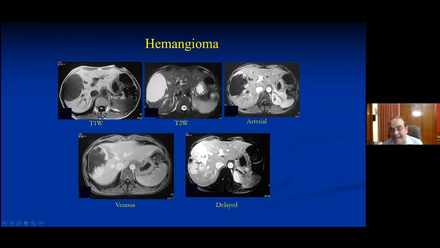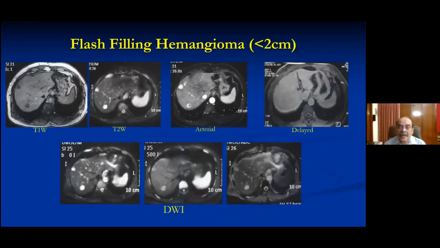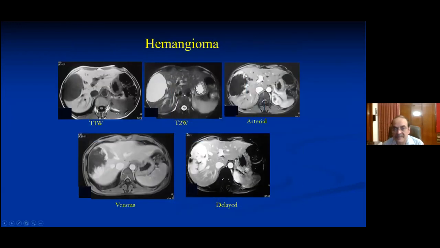Now, this may not happen completely, the fill-in may not be complete in very large hemangiomas, the giant hemangiomas, because the center of the lesion may undergo fibrosis or thrombosis, and then the whole lesion will not fill up. So there are, of course, exceptions to this common garden variety appearance of a hemangioma that I'm trying to show here. Again, hemangiomas which are smaller than 2 centimeters in size can behave somewhat differently, and we need to remember that the whole lesion may enhance in the arterial phase instead of the peripheral nodular discontinuous enhancement seen here.